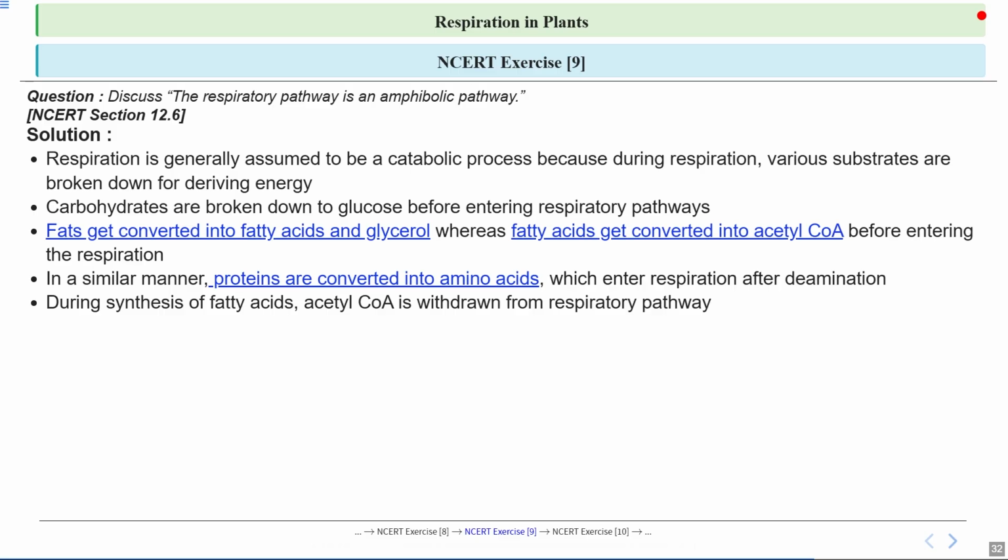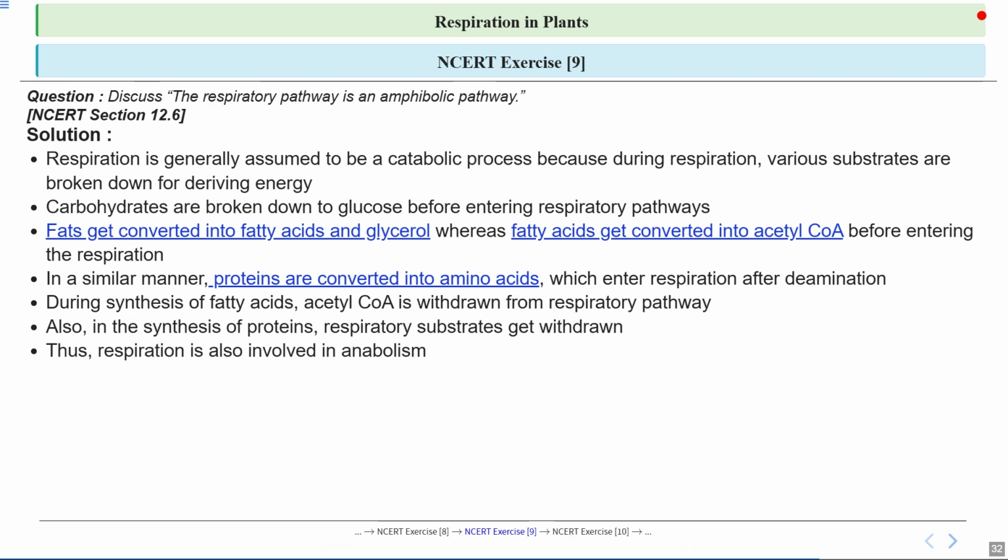Now, during synthesis of fatty acids, acetyl coenzyme A is withdrawn from the respiratory pathway. And for synthesis of proteins also, respiratory substrates get withdrawn. And therefore, in respiration, we also see synthesis, which is also called anabolism. So here we can see that in the respiratory pathway, there is breakdown of molecules as well as synthesis of molecules. Therefore, we call it an amphibolic pathway.